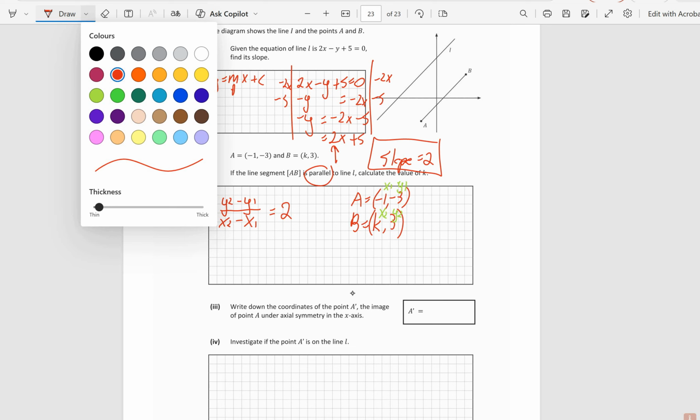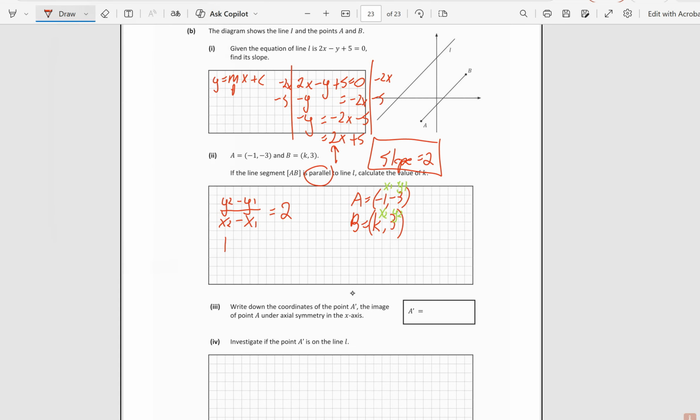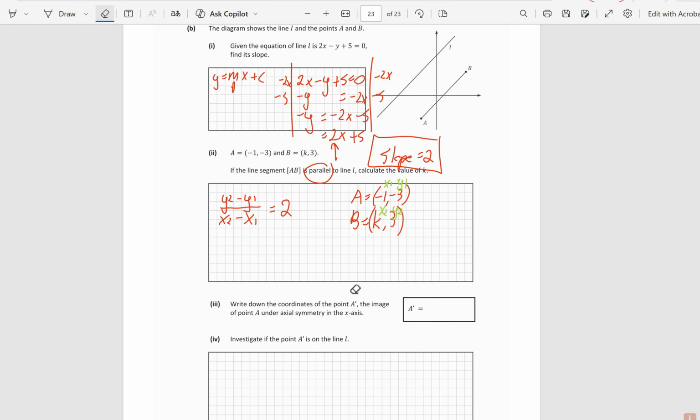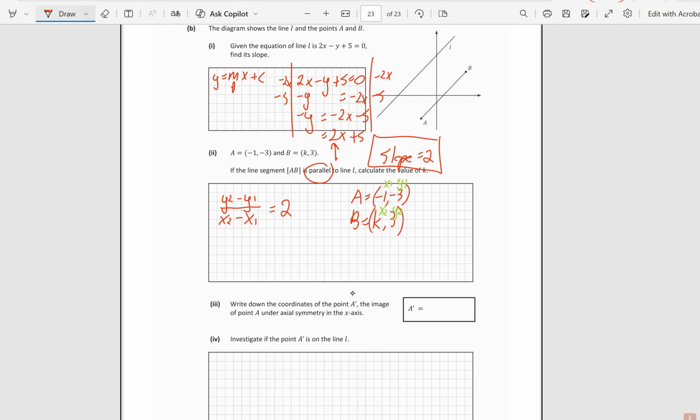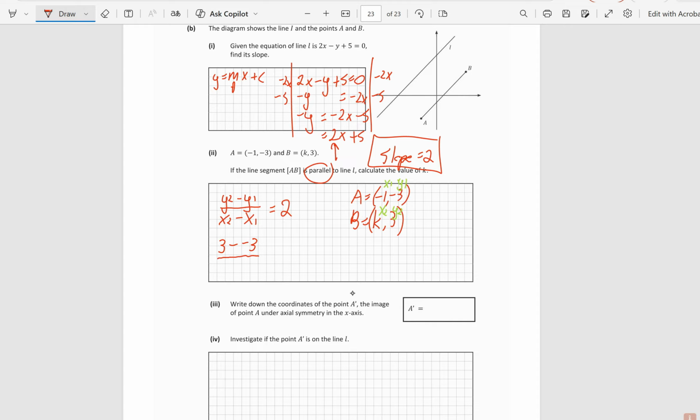So y2 is, we don't know, it's k. Minus y1, sorry, my fault. That's too late. Back again. Right, y2 is 3. Minus y1 is minus 3, so it's minus 3, over x2 is k, minus x1 is minus 1. We can tidy that up, it'll be 3 plus 3 over k plus 1.